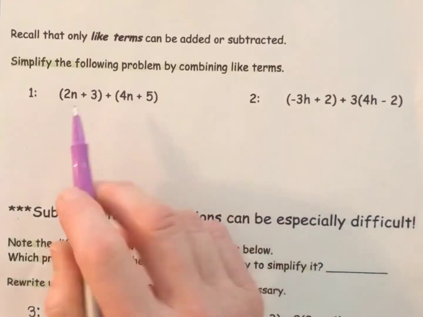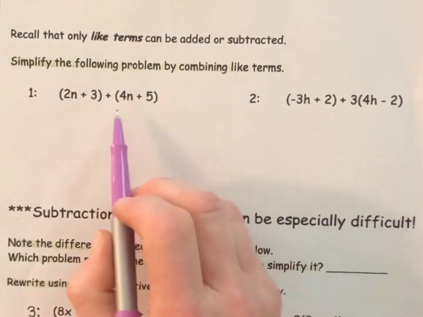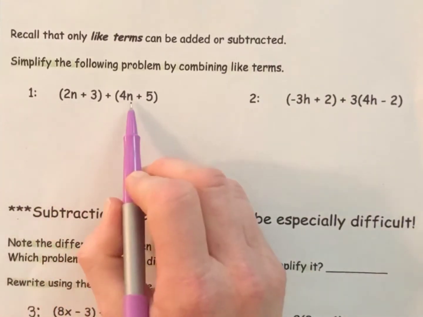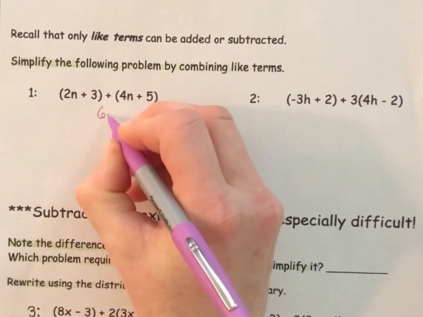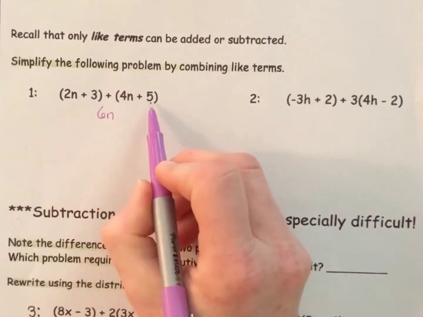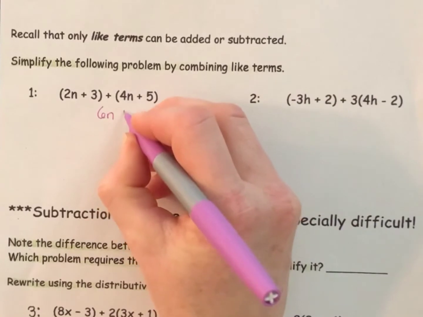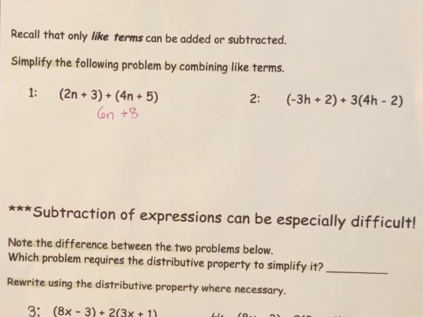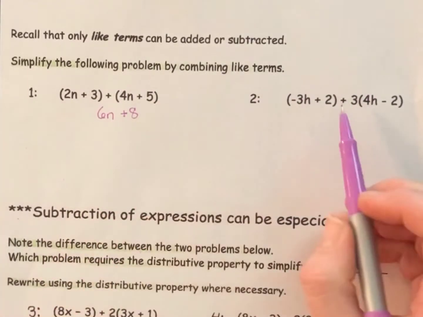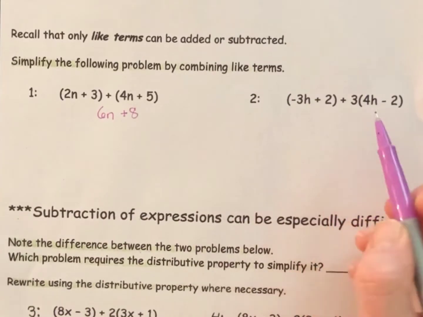You can always do that when it's all addition like that and there's no distribution. So 2n plus 4n is 6n. 3 plus 5 is 8. And you're done with that one. Number 2 is a little different.